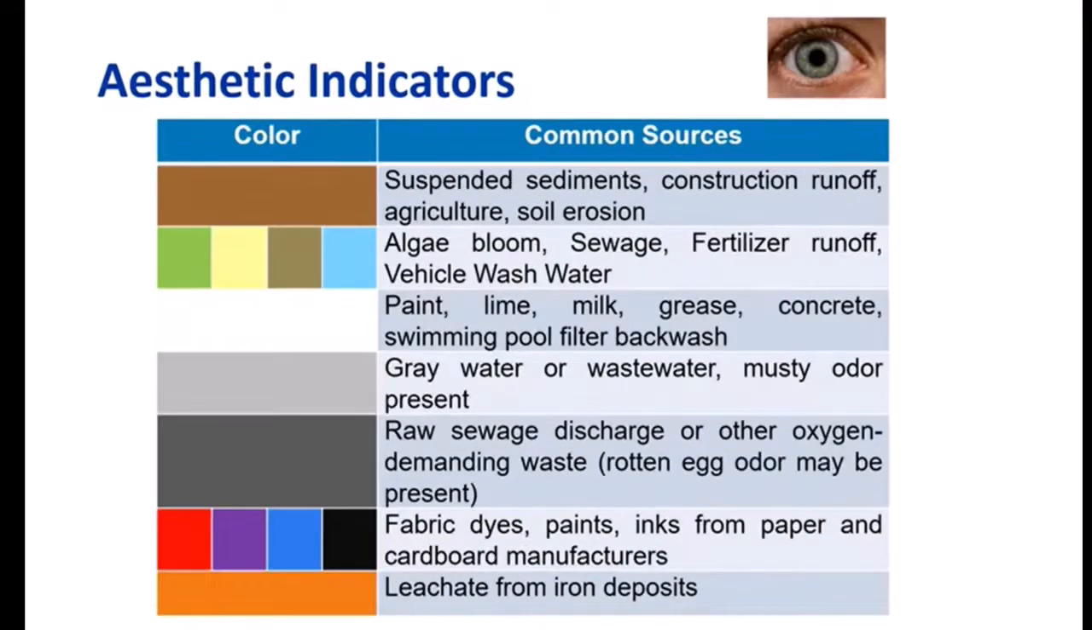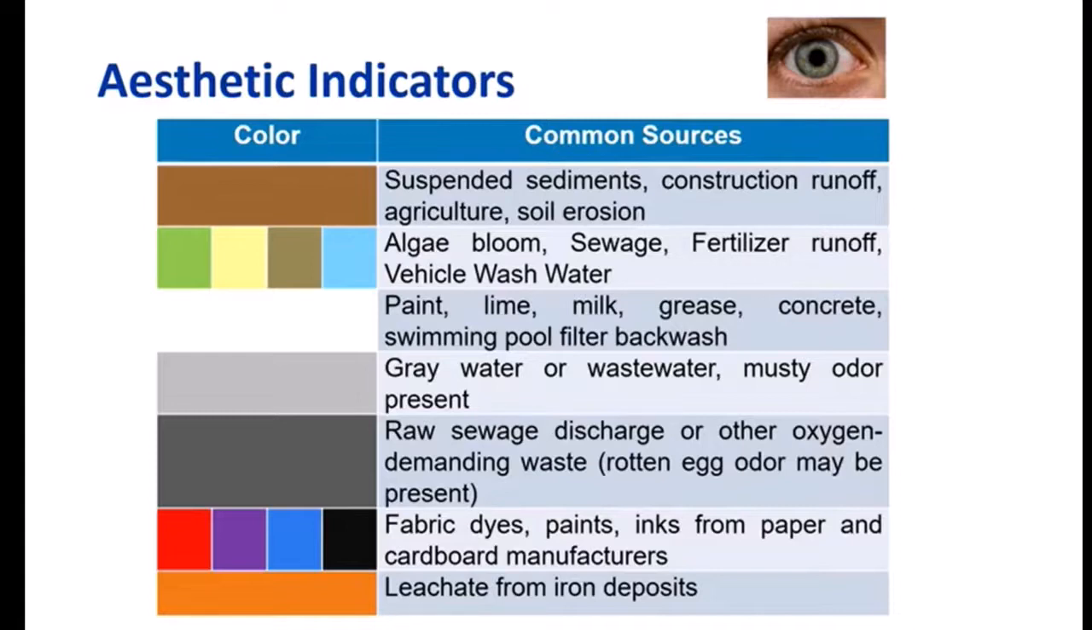Second, the color of the water can tell you a lot about the source of water as well. This chart shows some of the common colors encountered in the field and what they may indicate. A brown color can be suspended sediments, construction runoff, agriculture, or soil erosion. A green or yellow or brown or blue color can indicate an algal bloom or fertilizer runoff or perhaps vehicle wash water.